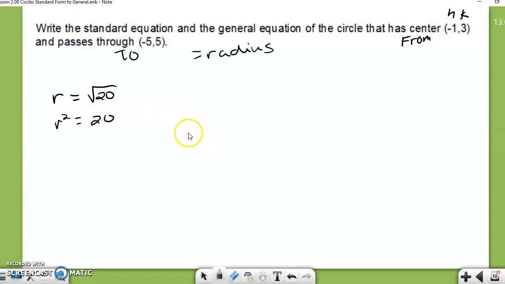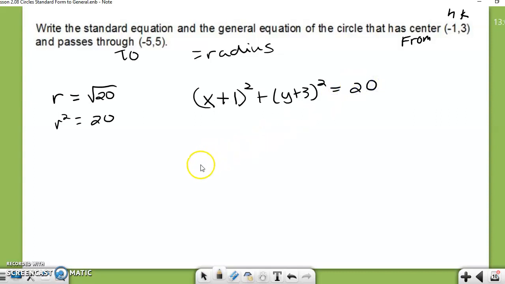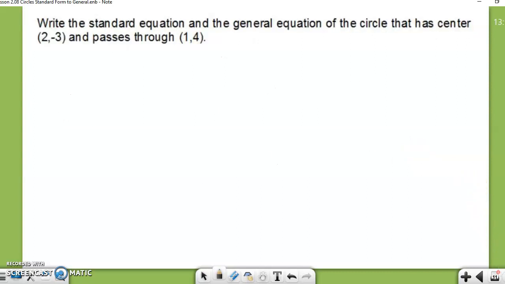Then you're going to follow the same procedure with your x minus a -1, which is x plus 1, squared, and then plus y plus 3 squared, and it's going to equal 20. You will expand and get x squared plus y squared plus 2x minus 6y minus 9 equals 0. Guys, see if you can hurry and try and get this last one in. Pause the video. See if you come up with these answers.